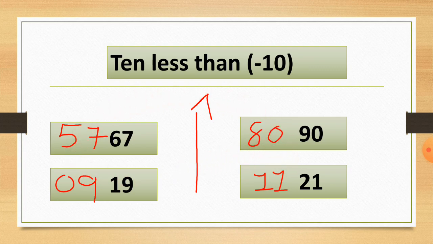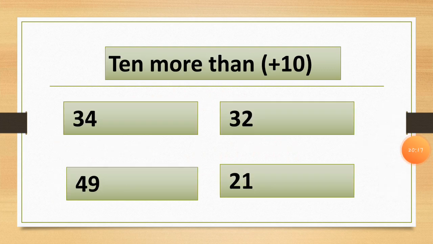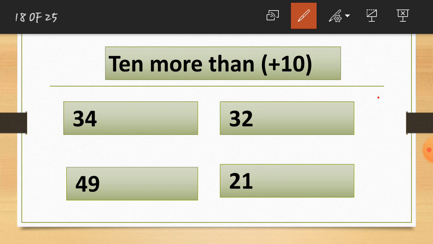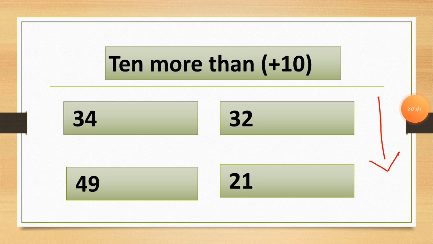Now let's move to the next example. Let's see first the hundreds grid and then we'll use the shortcut method. So here is the 34 number. As I told you, if we want to add the numbers, we have to go down this way. The arrow will go this way down. So let's check the hundreds grid if we get the right answer or not.